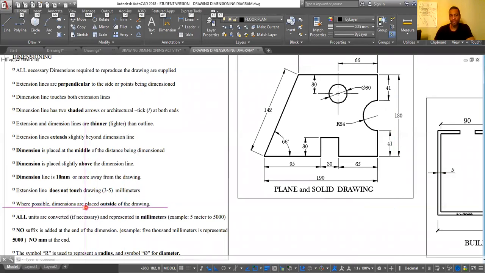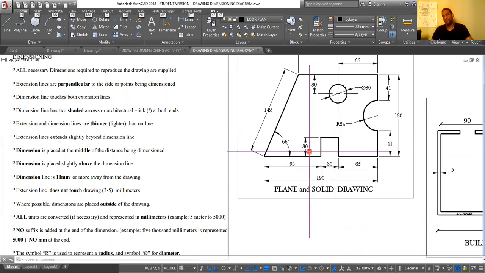Where possible, dimension lines should always be placed on the outside of the drawing, like in this case. Again, where possible. And this is ideal for plane and solid geometry. But in most cases for building drawings, you would need to place dimensions on the inside. And that's very important. So here we have 95, 30, 60, and these are all placed on the outside.